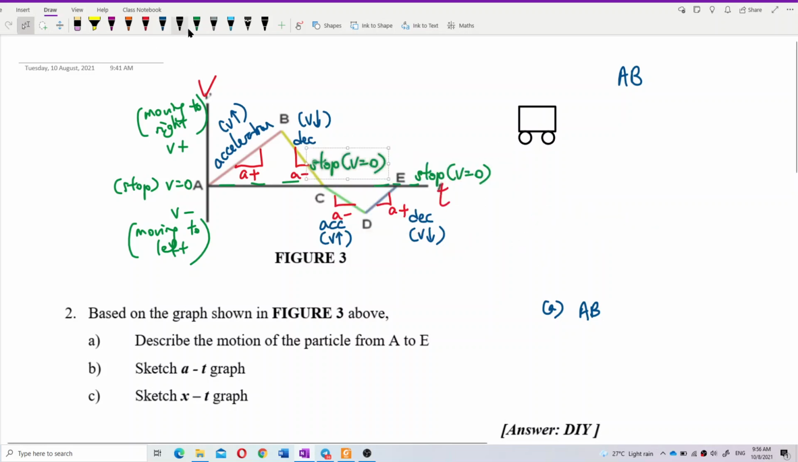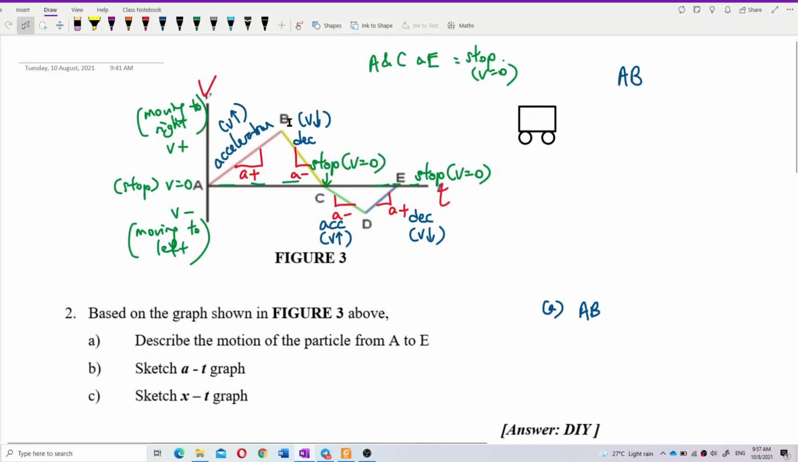It stopped 3 times over here. This part also is stopped. So points A, C and E, the car stops, not moving. Velocity 0. So we can roughly say it like that.